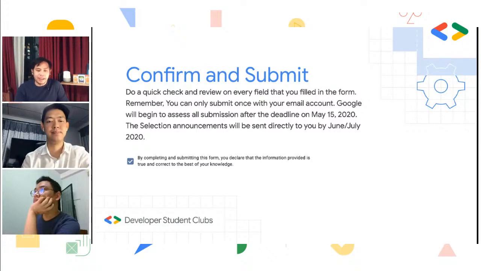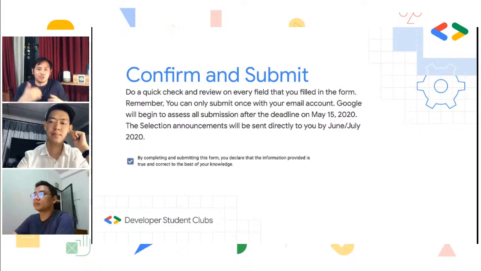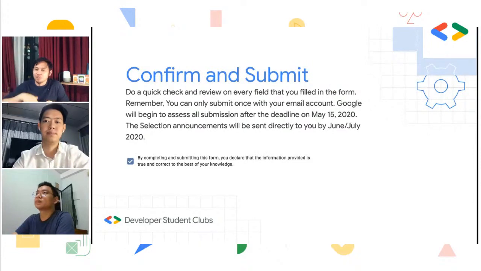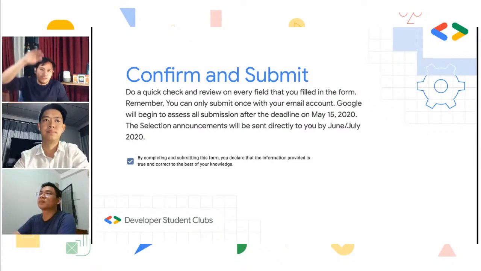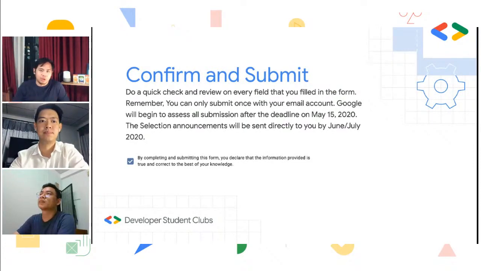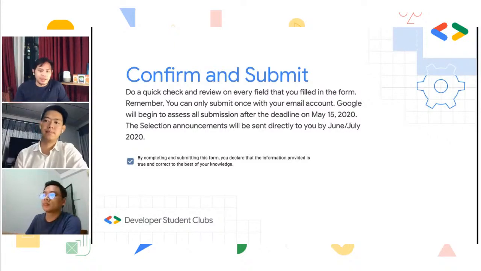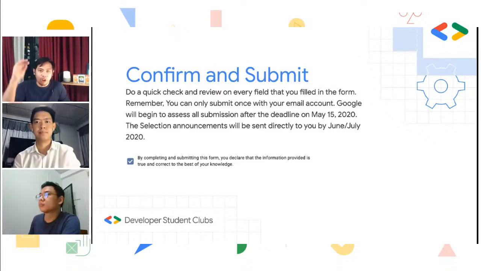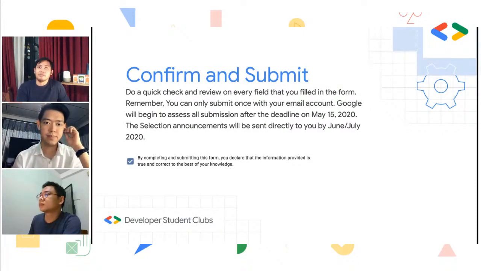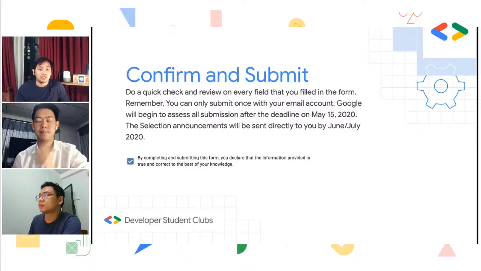And of course, finally, make sure to confirm all your answers. Just do a quick double check, like a run through on every field that you have. Before you submit, just make sure that everything is correct, and you submit it only once. Because if you want to resubmit, that means you need to enter a different email address.